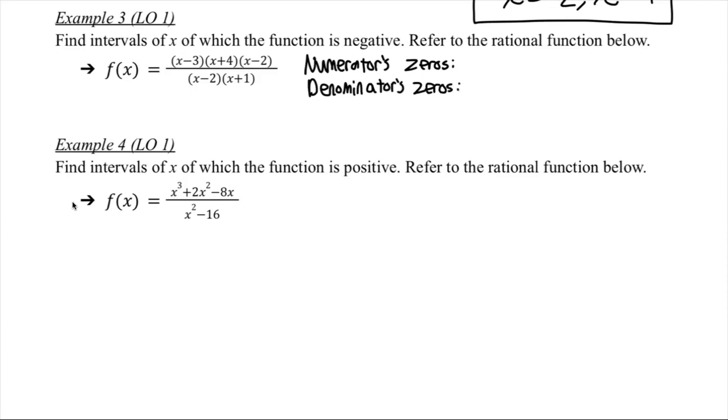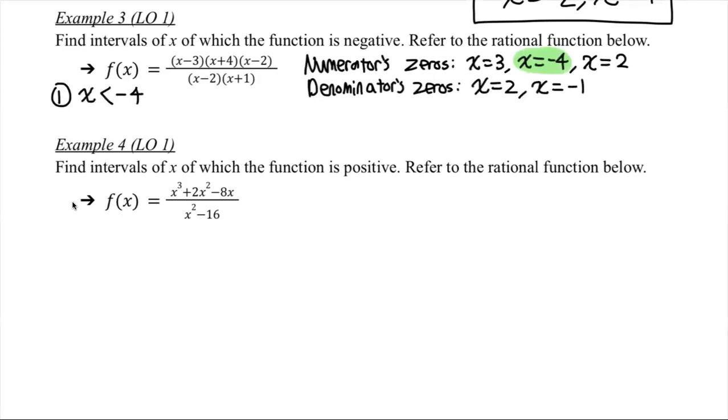Our numerator zeros are x is equal to 3, x is equal to -4, and x is equal to 2. Our denominator zeros are x is equal to 2 and x is equal to -1. So using these values, we can set our intervals. Our first interval is x is smaller than -4. And our second interval is x greater than -4 and less than -1.